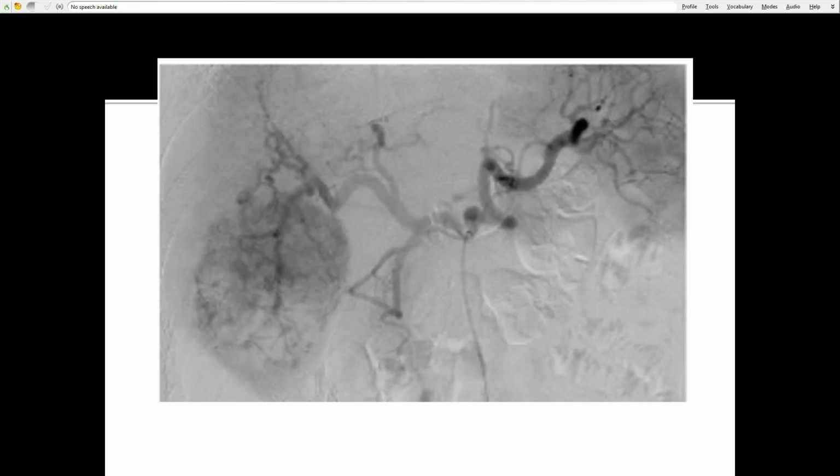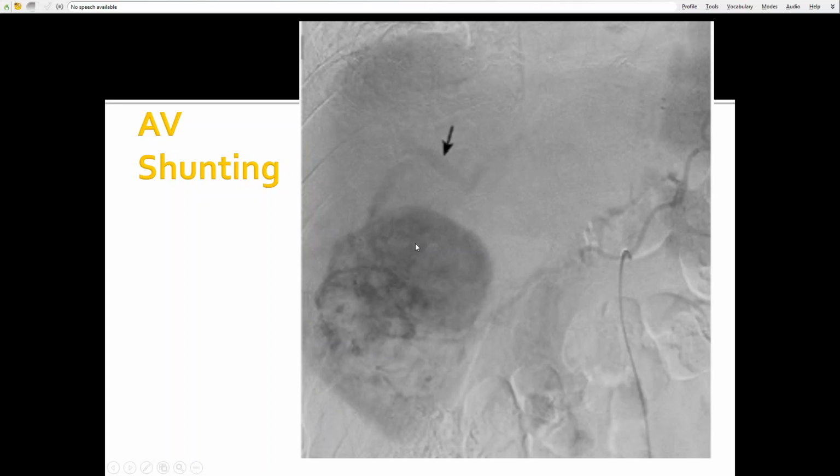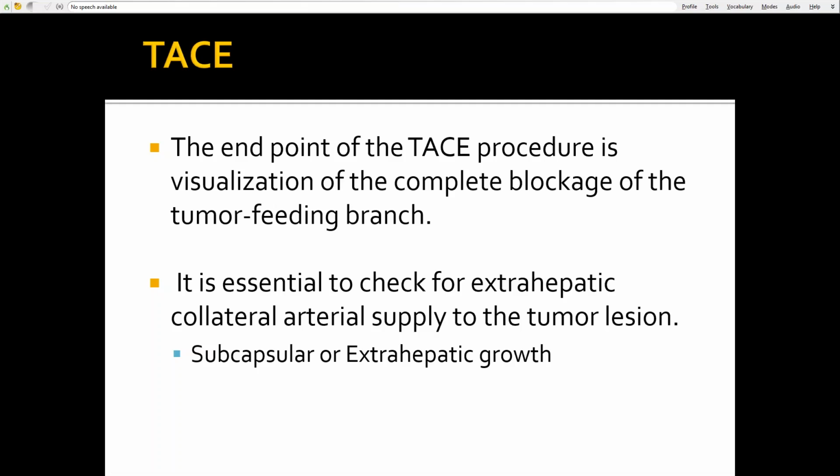Here's a case where we went in and did an injection. You can see the tumor here, but if you look closely, there's a little bit of shunting. So you have to be careful with treating and with what you're going to utilize to treat the patient. The endpoint when doing TACE or the drug-eluting beads is that you are basically blocking the arterial supply to that tumor, or stuffing it up with the chemotherapeutic agent or the beads.